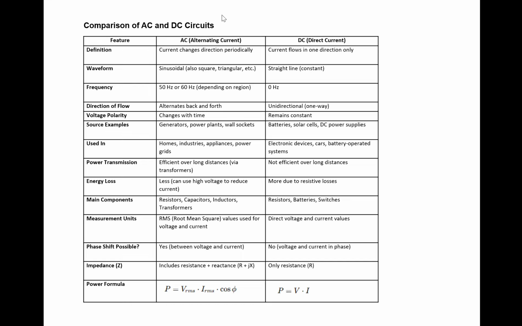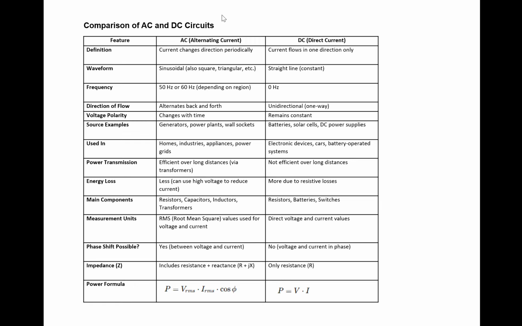Second, waveform. The waveform of AC is generally sinusoidal, although square, triangular and other waveforms are also possible depending on the application. The waveform of DC is represented by a straight horizontal line because its voltage and current remain constant over the time. Third one is frequency. It is the number of cycles completed in 1 second and is measured in hertz. For AC, the standard frequency is 50 Hz in countries like India and 60 Hz in countries like USA. Since DC does not change direction, its frequency is 0 Hz.